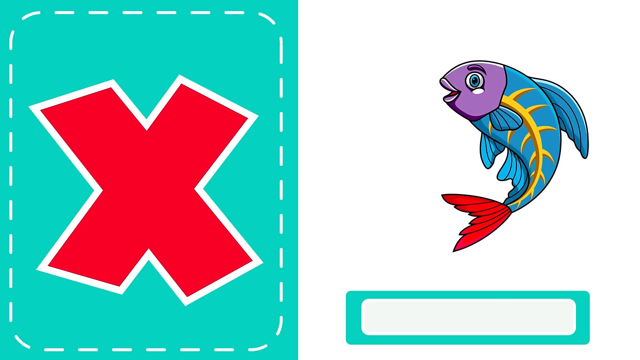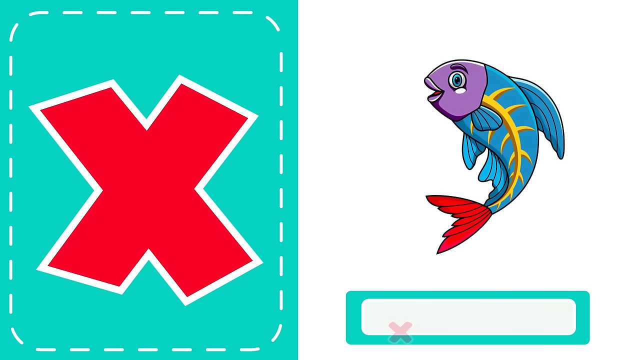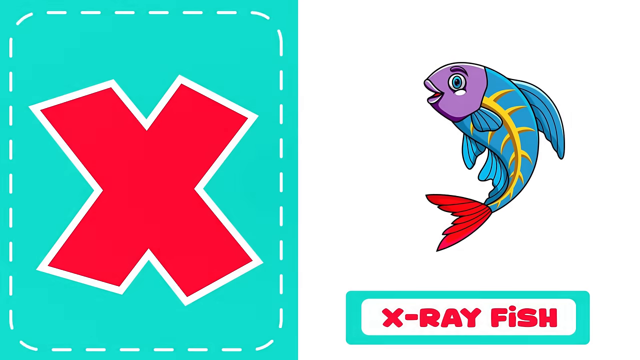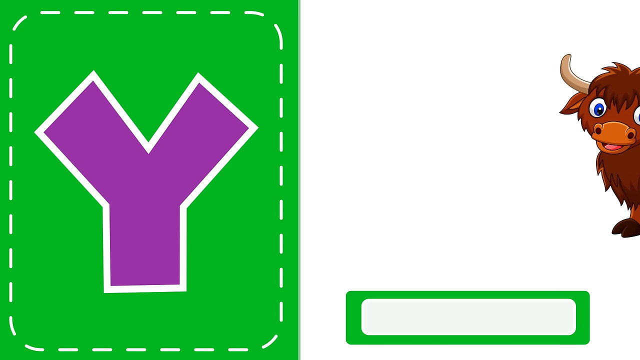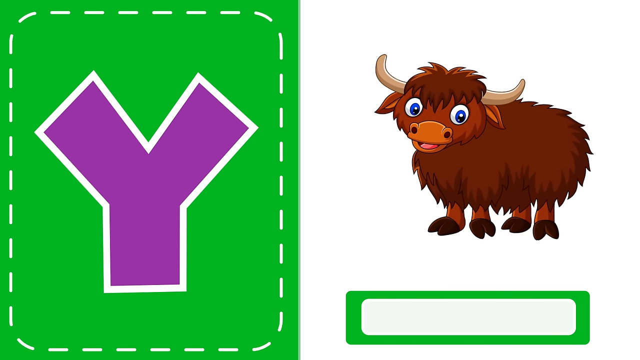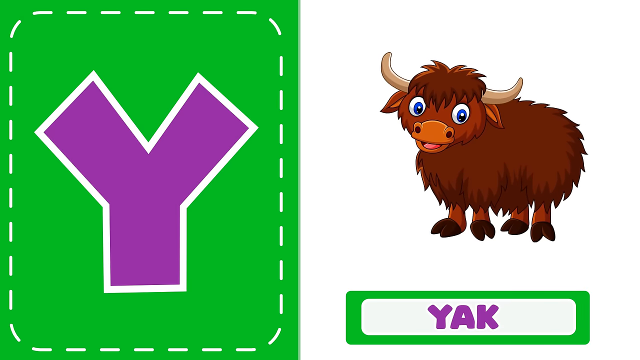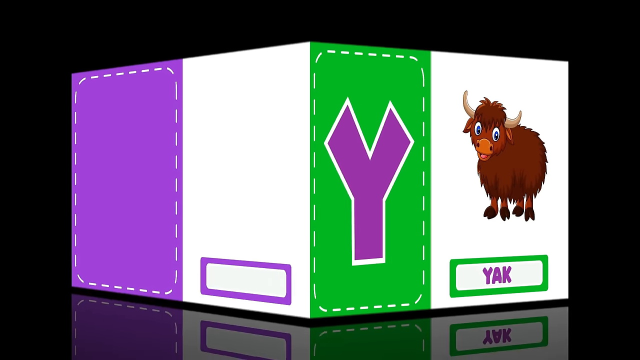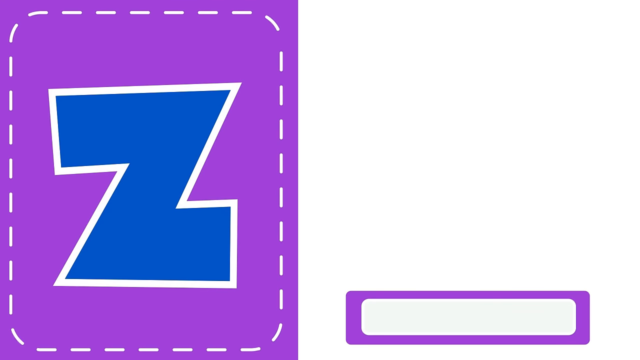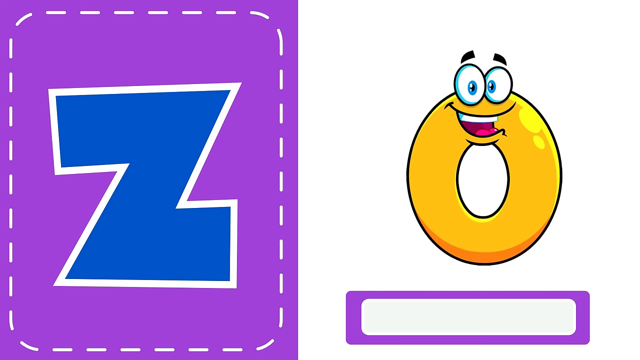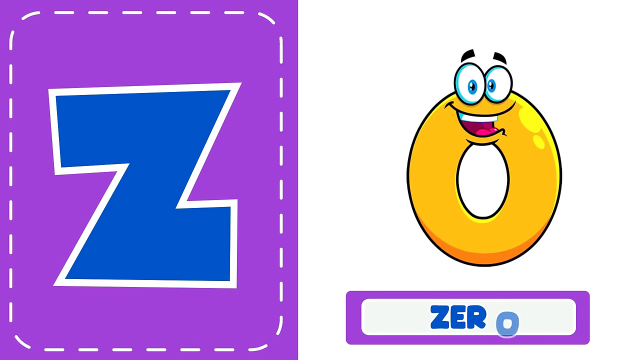X, extra fish. X for extra fish. Y, yolk. Y for yolk. Z, zero. Z for zero.